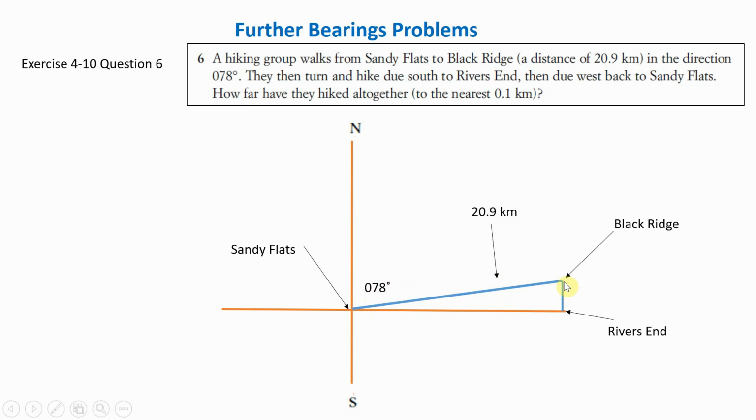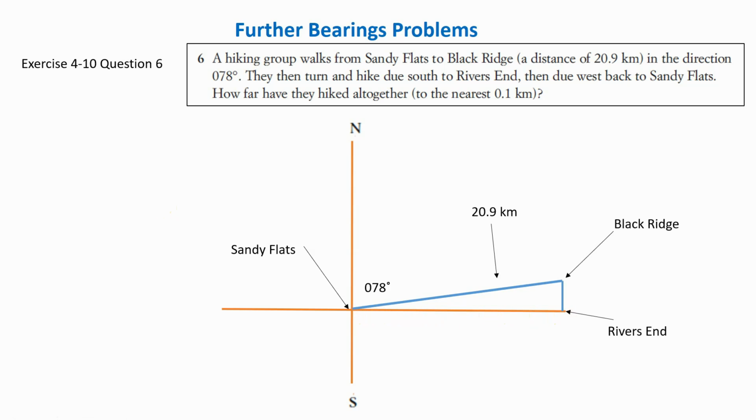Now the point that they then reach after 20.9 kilometres is Black Ridge, where they turn due south, meaning directly south. What distance we don't know yet. And then they head due west, which is this way. Due west, back to where they started. So there's the basic information from the question.